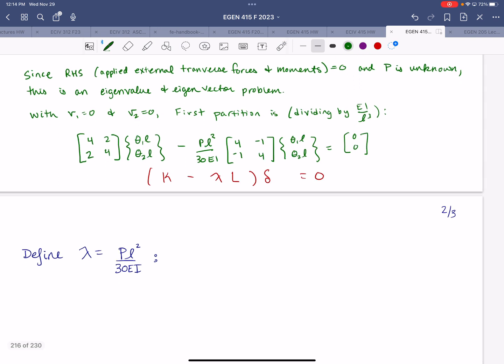And if we define lambda as PL squared over 30EI, then we can rewrite this as 4 minus 4 lambda in the first entry, and then second row, first column is 2 plus lambda, and then the second column is 2 plus lambda and 4 minus 4 lambda.